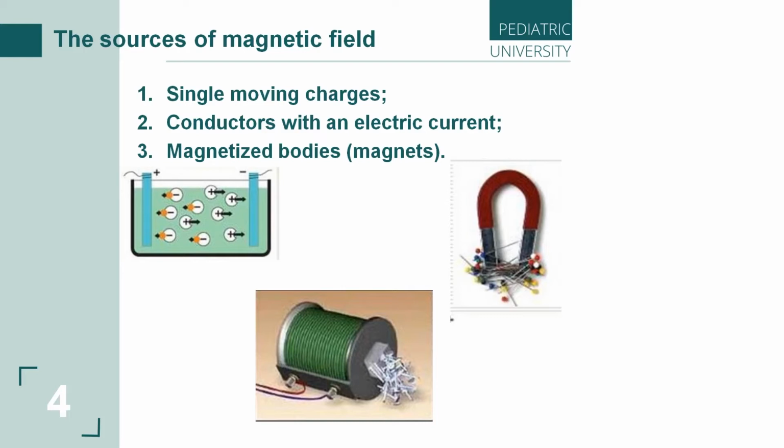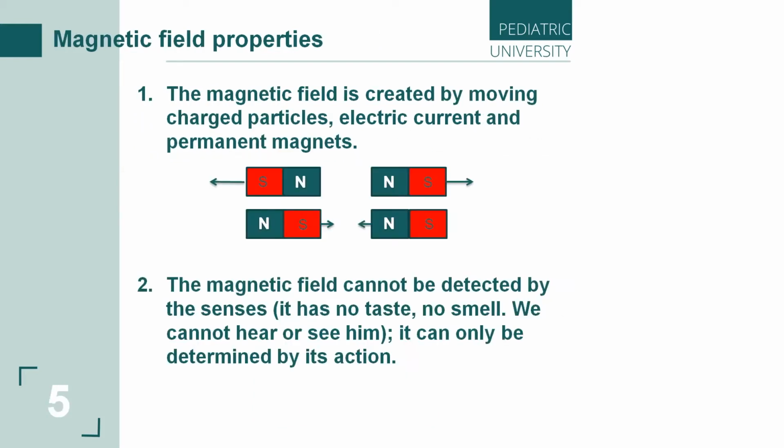So now let's discuss the properties of the magnetic field. Earlier we gave the definition of the magnetic field. Let's repeat it: the magnetic field is a special type of matter that occurs around moving electric charges. Now we will discuss it in the same way as we talked about the properties of the electric field.